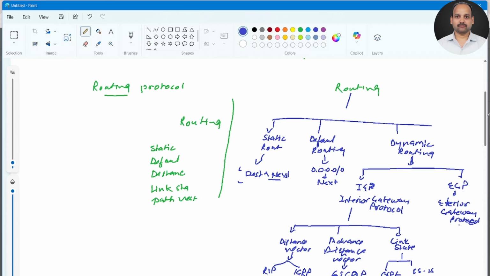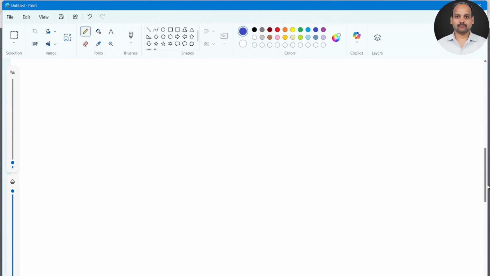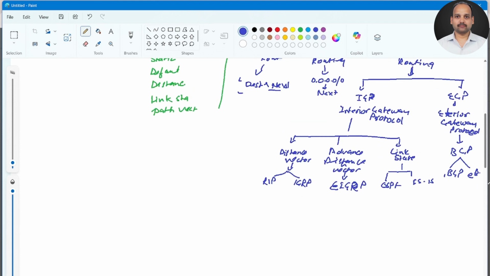And in the exterior protocols, you have only one protocol, that is BGP. BGP also divides into two parts, IBGP and EBGP.